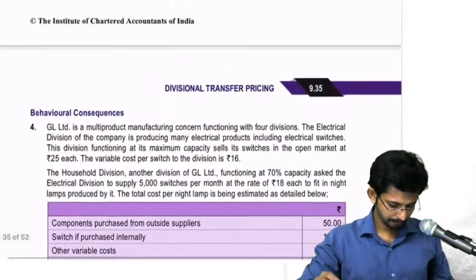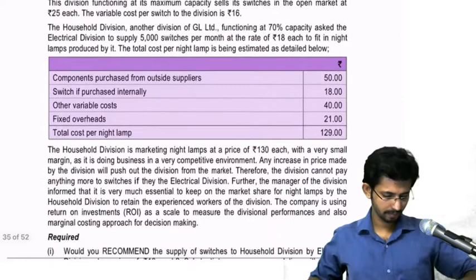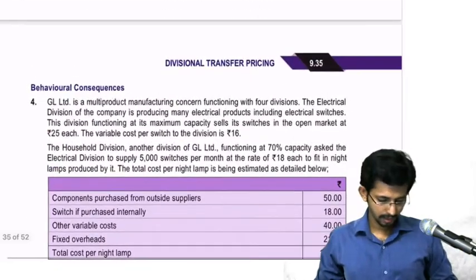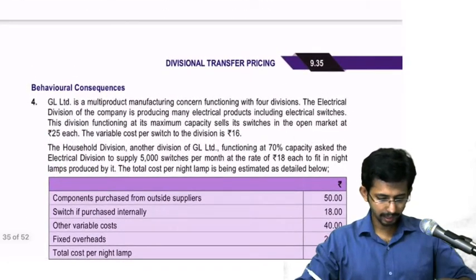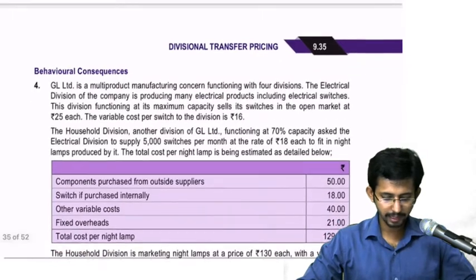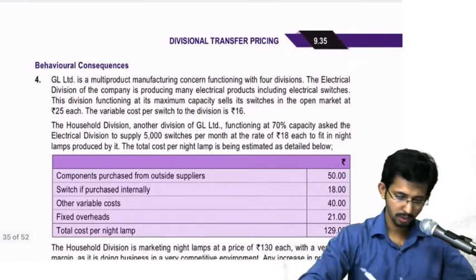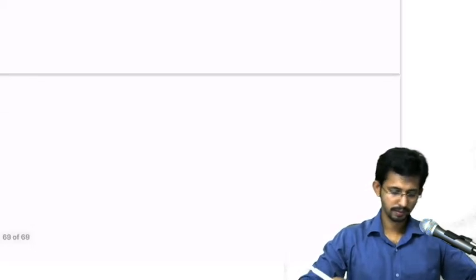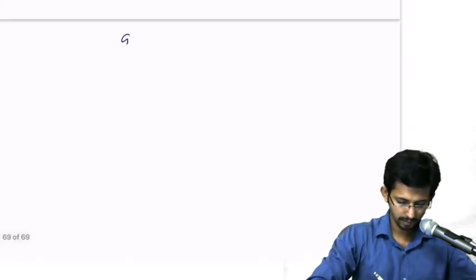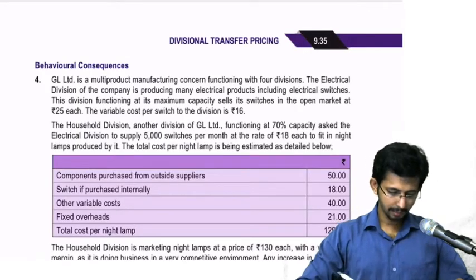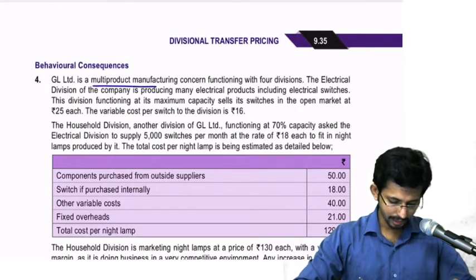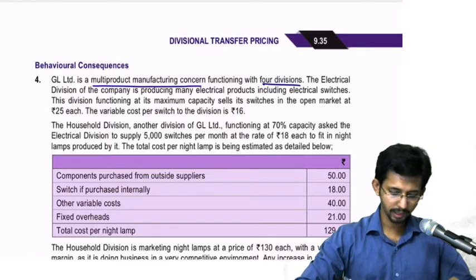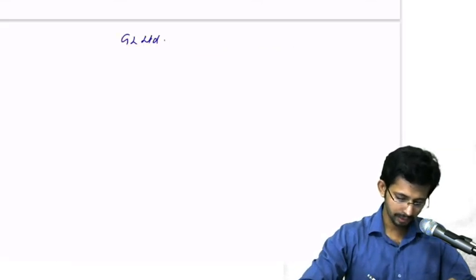Okay, we will read it together. GL Limited is a multi-product manufacturing concern functioning with 4 divisions. So there is GL Limited. What is GL Limited? GL Limited is a multi-product manufacturing concern functioning with 4 divisions. So it has got 4 divisions.